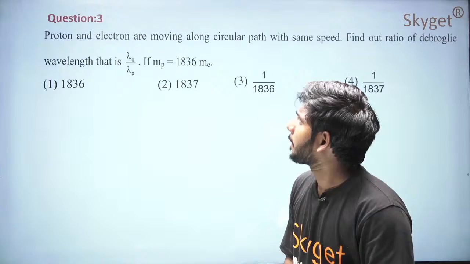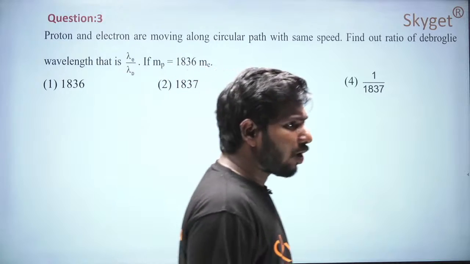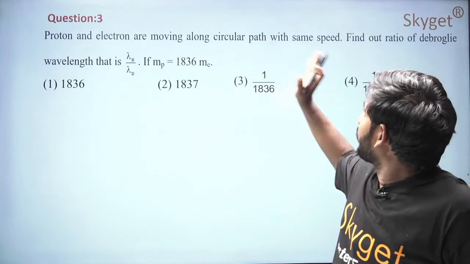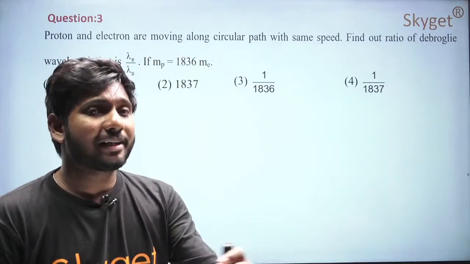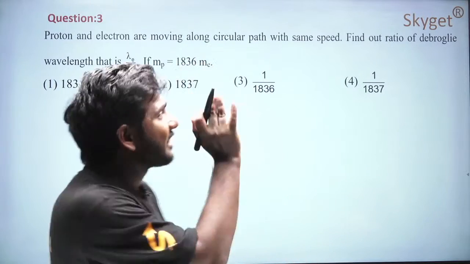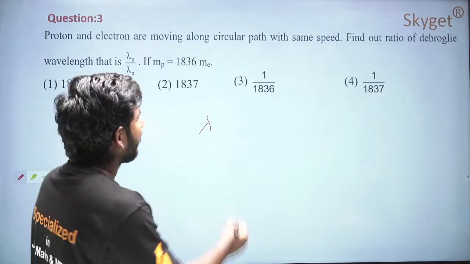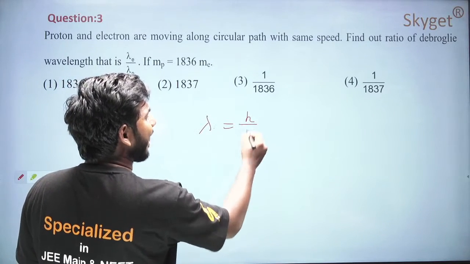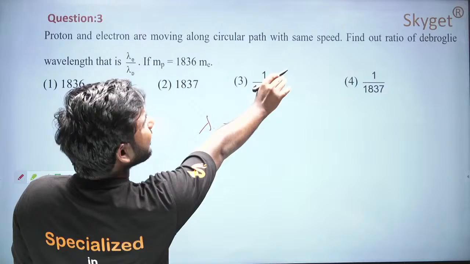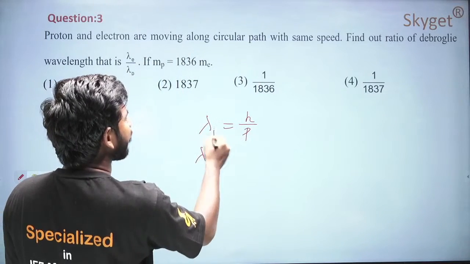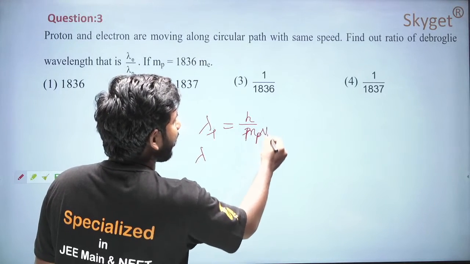So now let us see here, students: a proton and an electron are moving along a circular path with the same speed. Find the ratio of de Broglie wavelengths. This is also repeated in other shifts, similar kinds of questions. What is that, students? Lambda, de Broglie wavelength, is equal to h by p. So lambda of a proton can be written as h by momentum of a proton, that is mass of a proton into velocity of a proton.